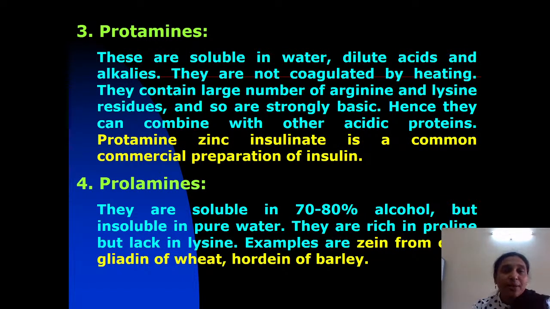Protamines are soluble in dilute acids, alkalis and water, and they are not heat coagulable proteins. Albumin and globulin are heat coagulable, but protamines are not coagulated by heat. Protamines are strongly basic in nature because they are rich in the basic amino acids arginine and lysine.